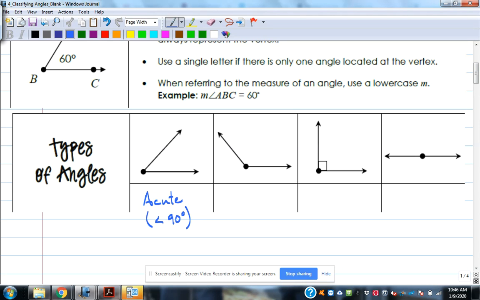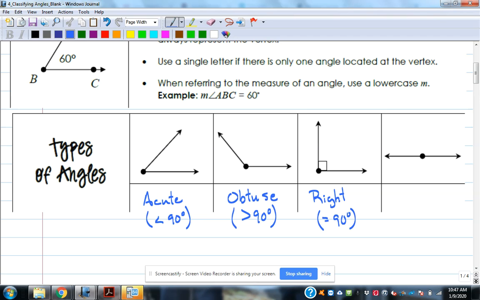And then the second angle there, obtuse is the right word. And that means greater than 90 degrees. And then the third one is a right angle. And most of the time, if a diagram has a right angle in it, they're going to put that little box in the corner to tell you, hey, this is a 90-degree angle. You don't have to measure it or anything like that. It's automatically given to be 90.